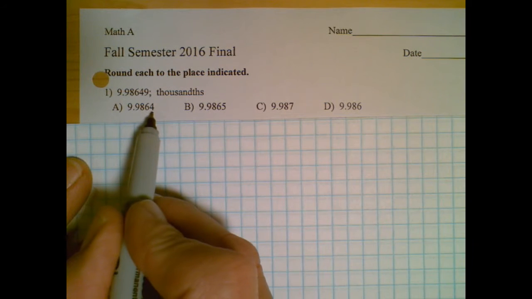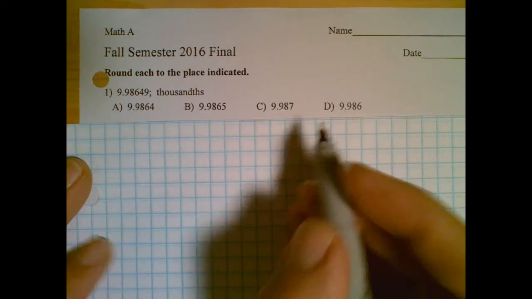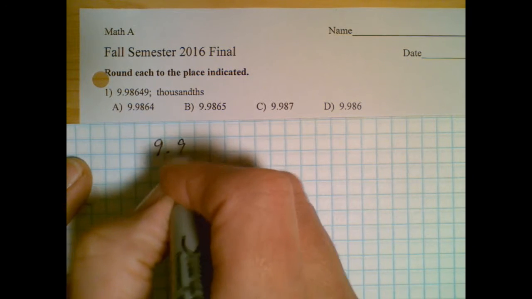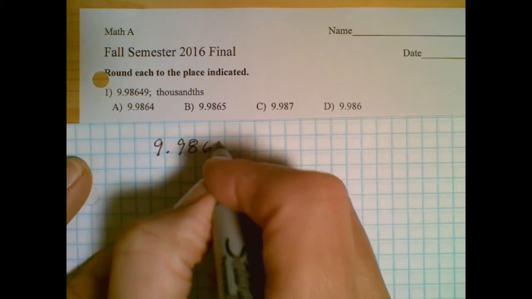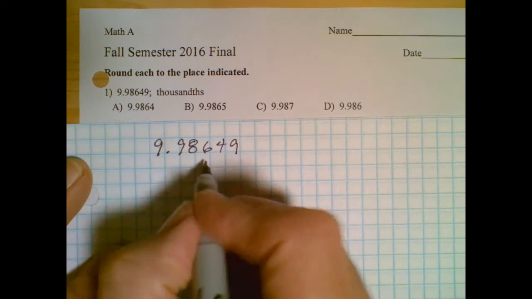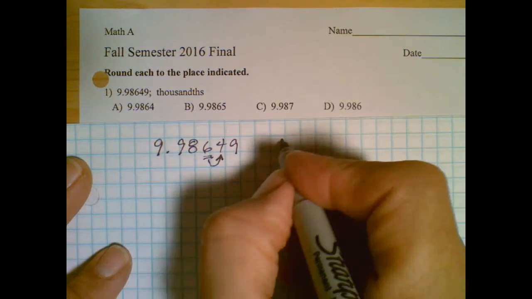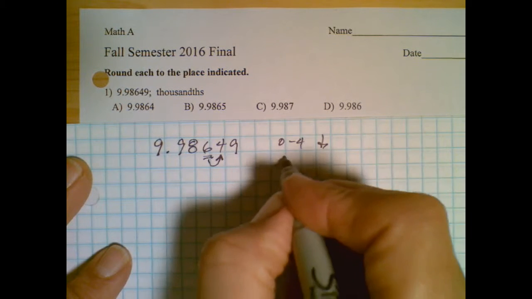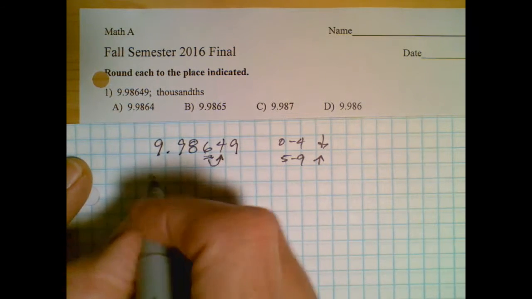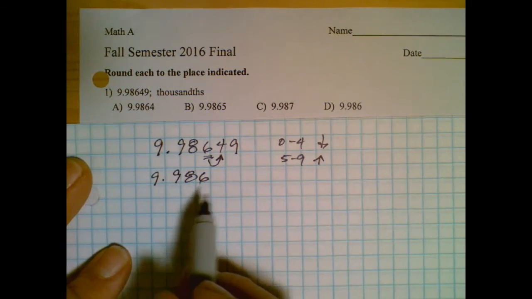Well, right away, A can't be because it goes to the 10,000ths place, as does B. That leaves us with C and D. 9, and then we have this here. The thousandths place value is tenths, hundredths, thousandths. So when we round, we look to the value next door to the right. Remember, if it's from 0 to 4, we round down. If it's 5 to 9, we round up. Since it's 0 to 4, we round down, and this is going to be 9 and 986 thousandths. The correct answer was D.